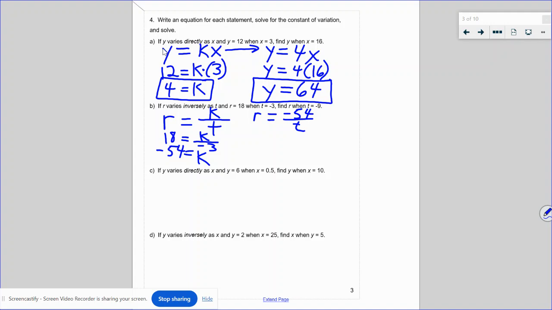We want to find r when t equals negative 9. So we replace t with negative 9. And we would just simply do that division. Negative over negative, that cancels out, makes a positive. 54 divided by 9 gives us 6.